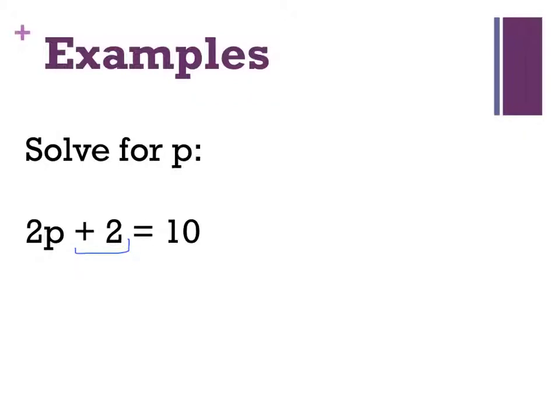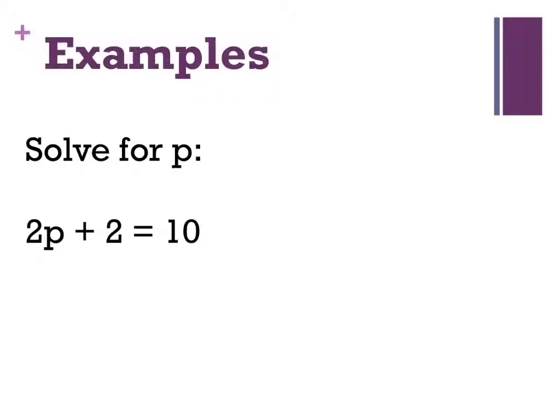Remember, my unknown, or my coin on my scales, was only on one side. My p is only on one side at the moment, and the thing that's furthest away from it, or the dirt that's furthest away from it, is this plus 2, because I have 2 of something I don't know, and then I add 2. So the first thing I have to do with this equation is take away the 2 from each side.